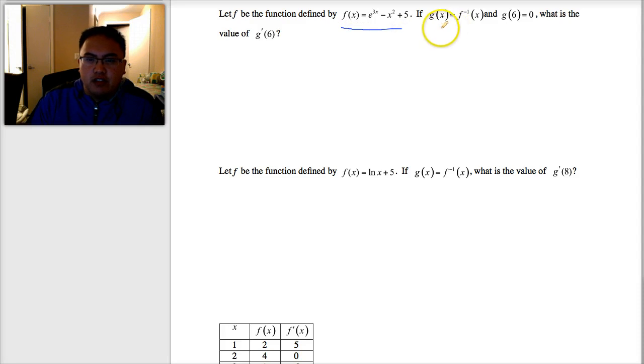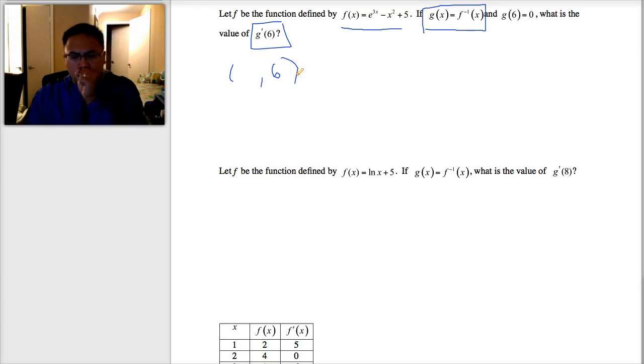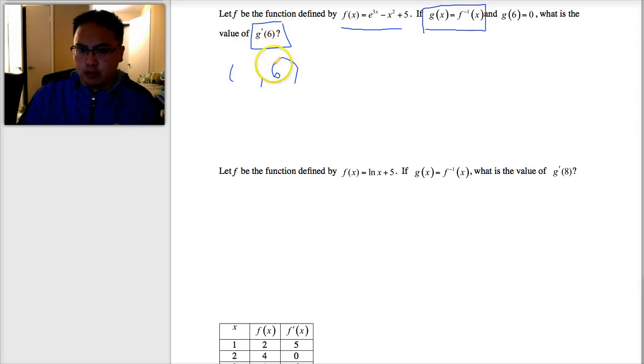If g of x equals f inverse of x, again, this just tells me that f and g are inverses, and g of 6 equals 0, what is the value of g prime 6? So if you had to guess, look, it says what's g prime 6? Would you agree that b is 6 based on the formula? The question is, what is a going to be?